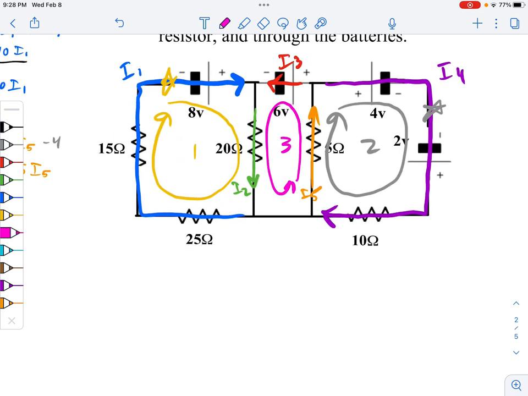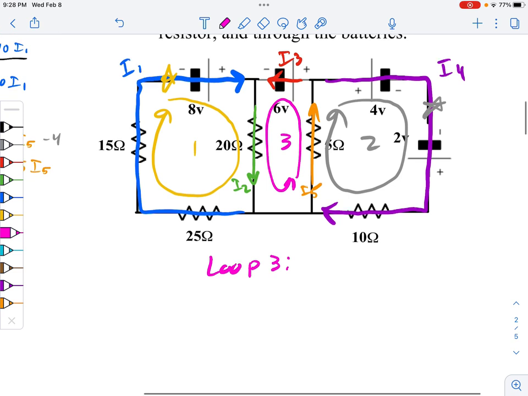Loop number 3. All right, where should we start now? Doesn't matter. Let's start with the resistor. Maybe I'm avoiding the voltage source that's backwards. Don't judge me. I can start anywhere. I have to deal with it eventually.